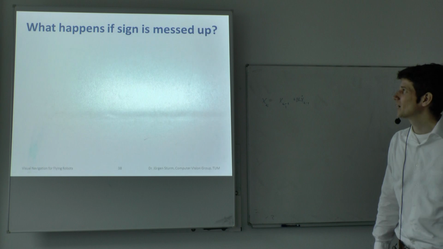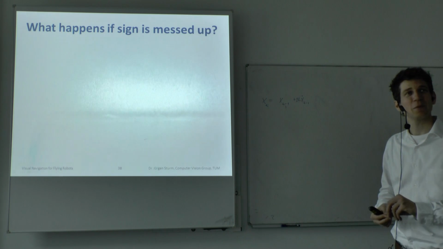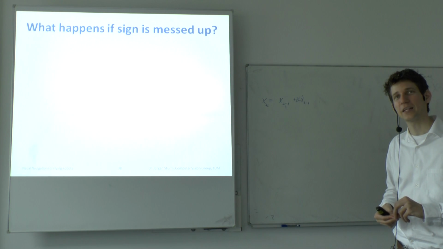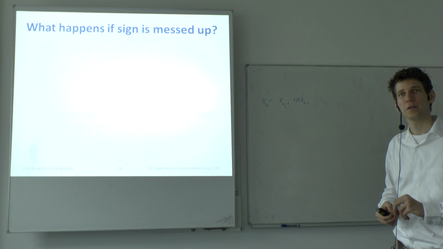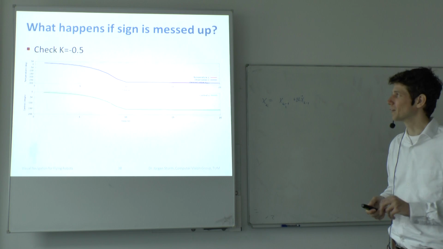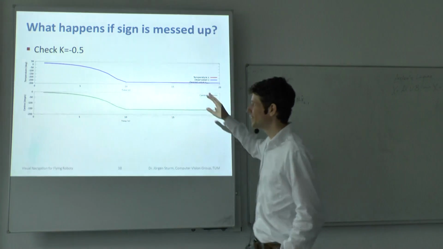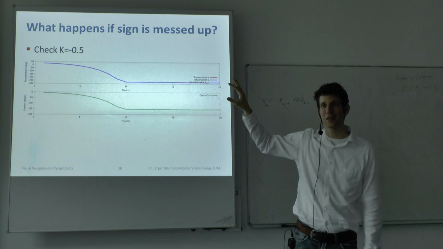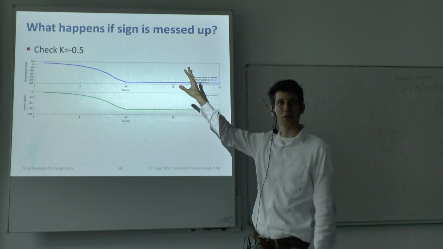Even worse is when the sign is messed up. So does anybody have an idea what, if you have a negative gain, for example, what that would mean? Well, let's have a look at this. In the third exercise sheet, you will have to implement your own controller. And I'm showing this because it could happen.